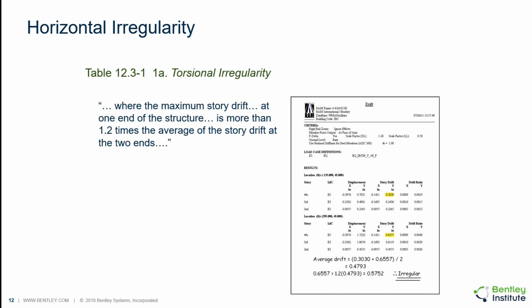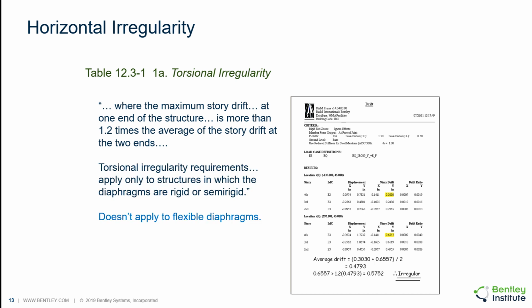A torsional irregularity is defined to exist when the maximum story drift at one end is more than 1.2 times the average story drift at the two ends. Therefore, the diaphragm in this example is deemed to be irregular. Be certain to look at story drifts for this calculation, not story displacements. If the diaphragm is classified as flexible, torsional irregularity doesn't apply.